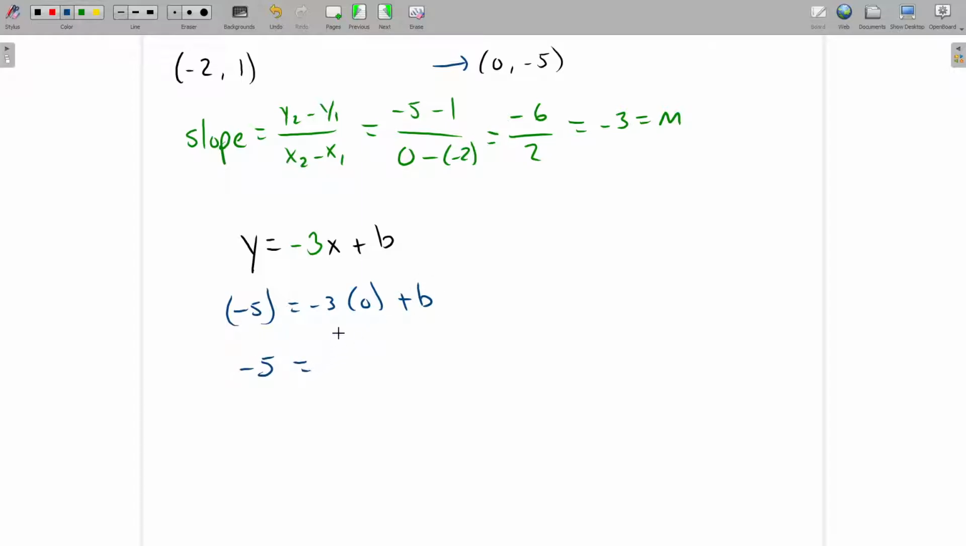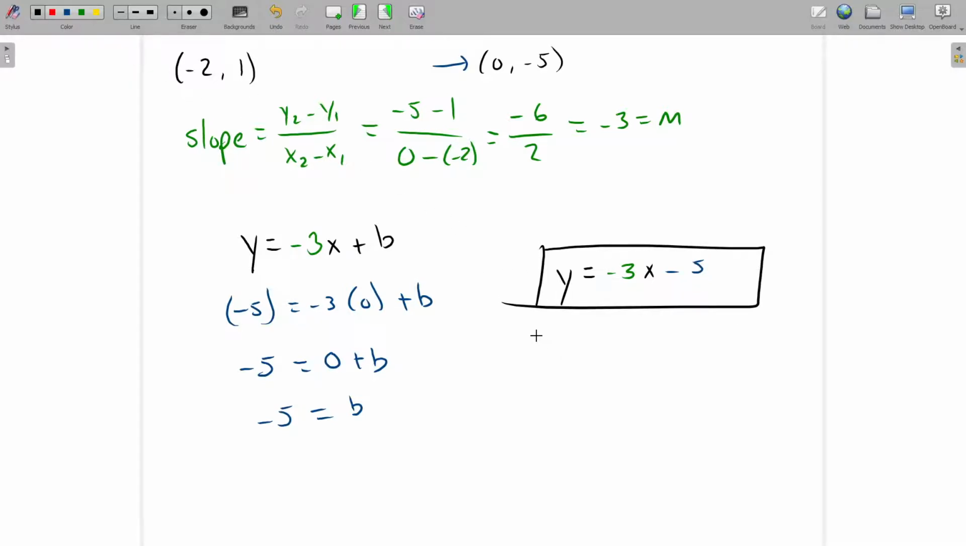Okay, so we get -5 is equal to -3 times 0 is 0 plus b, and again 0 plus b is just b. So we find that b, our y-intercept, is -5. So writing our final equation, now that we have the slope and the intercept, y is equal to -3x minus 5. And this is the equation in slope-intercept form that passes through these 2 points.